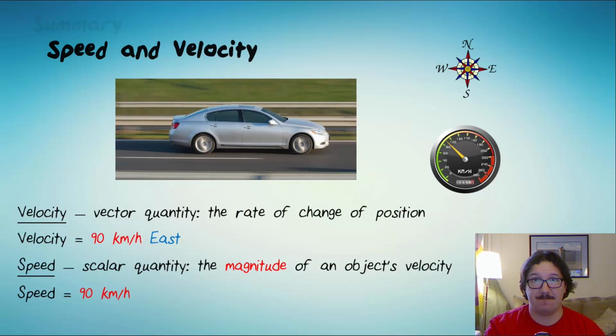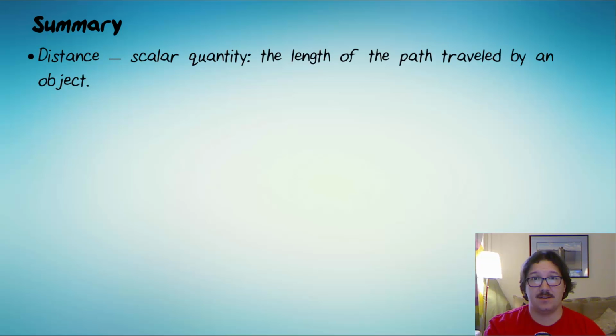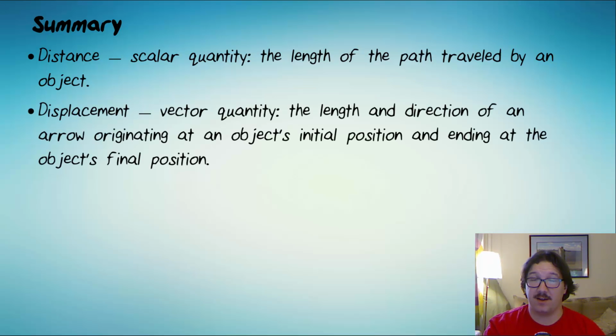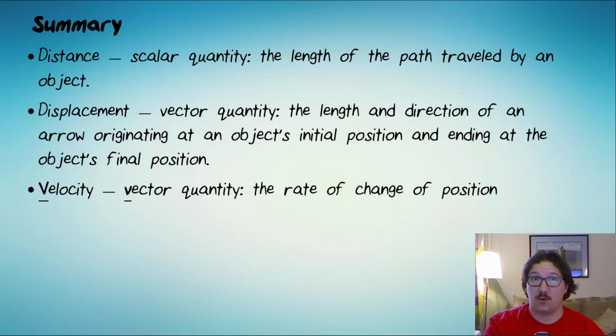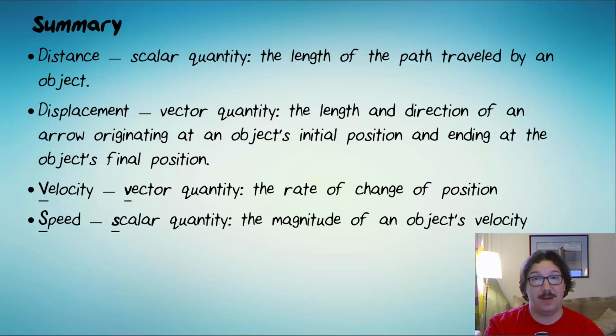And that's basically it. To summarize this lesson, distance is a scalar quantity, which is the length of the path traveled by an object. Displacement's a vector quantity, and it's the length and direction of an arrow originating at an object's initial position and ending at the object's final position. And remember, in other words, this means how far the object is from where it started. Velocity is a vector quantity. Notice the V's, and it's the rate of change of position. And speed is a scalar quantity. Notice the S's, and it's just the magnitude of the object's velocity.